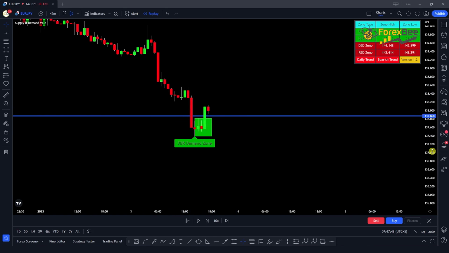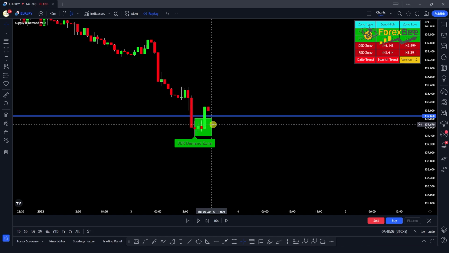that is the drop base rally demand zone. Now the way to trade a demand zone is, at a demand zone, institutions and a lot of big banks and financial institutions put their pending buy orders. So at the high of this demand zone, we will put our pending buy order as well. And we want to trade with the institutions. We don't want to trade against them.